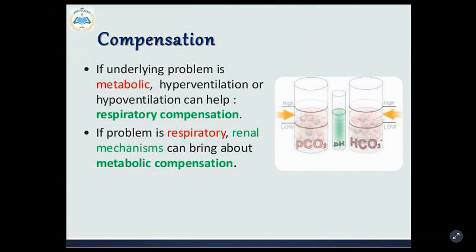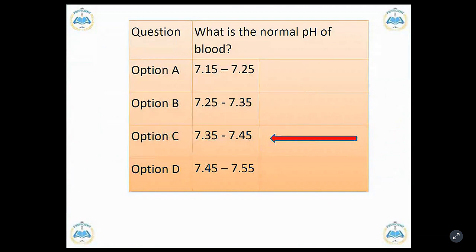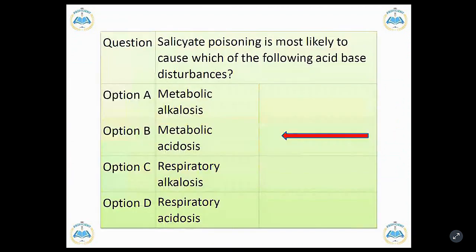Now we shall see a few questions based on this. The first is, what is the normal pH of blood? As you can see, there are a variety of options that are given. The correct answer is option C, that is 7.35 to 7.45. Going on to the next question.